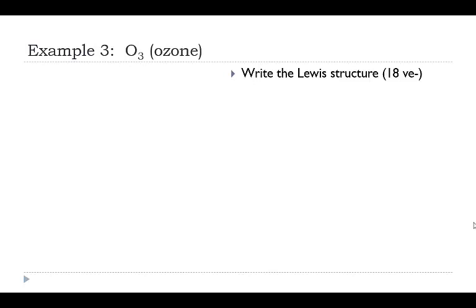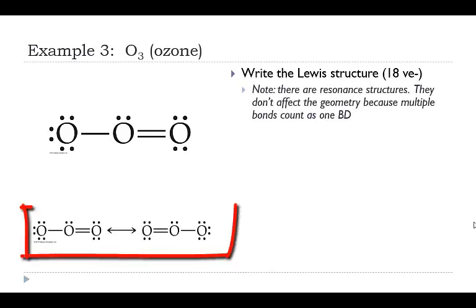Example 3 is ozone. So we write the Lewis structure. It has 18 valence electrons, and this is what it looks like. Now, there are resonance structures here, but they don't affect the geometry because multiple bonds count as 1 bond domain.